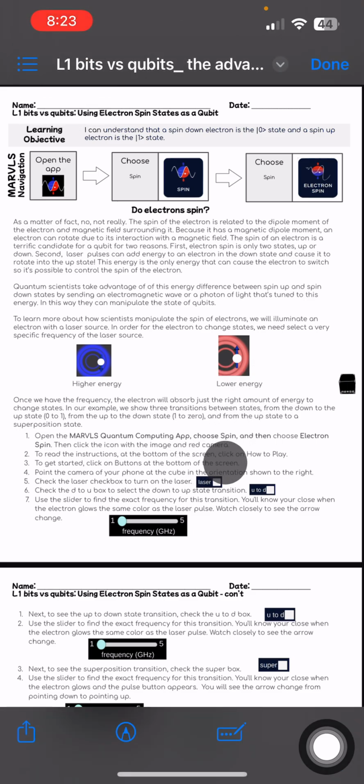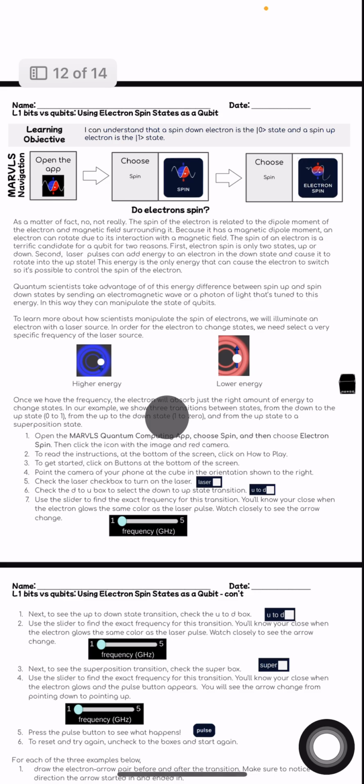And we also are going to show that not only can we go from up to down using the very specific frequency, we also are going to show how we can use frequency and the pulsing of the laser to put it into a superposition state.